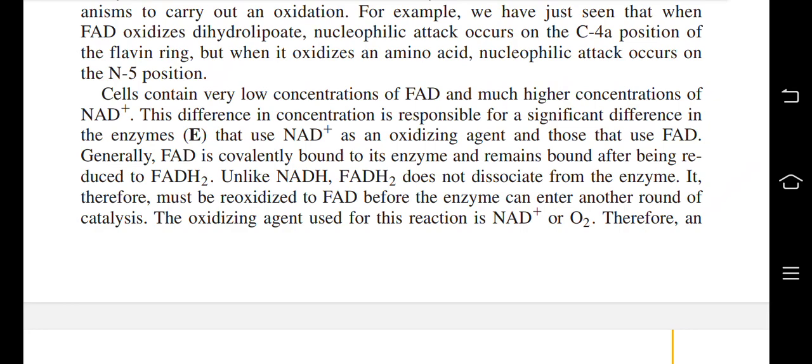FAD is covalently bound to its enzyme and remains bound after it is reduced to FADH2. Unlike NADH, FADH2 does not dissociate from the enzyme. It therefore must be reoxidized to FAD before the enzyme can enter another round of catalysis. The oxidizing agent used for this reaction is NAD positive or O2.